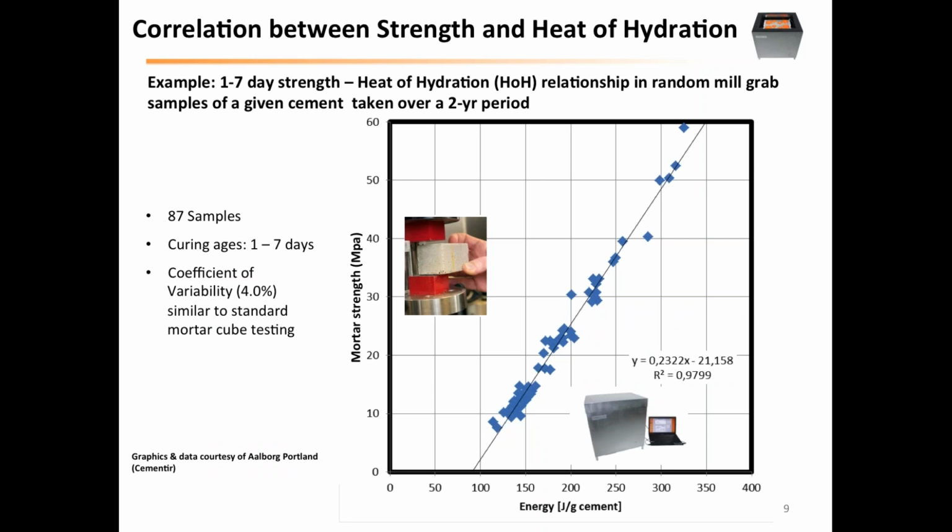That's actually from a study that was done a few years ago. It's a 2-year study that was done by Aalborg Portland. Aalborg Portland is part of Cementir, an Italian company now. So they're originally a Danish company. They have a few plants in the Nordic states in Europe, and they conducted this study. For 2 years they were doing in parallel cube testing and heat of hydration, and they found a correlation that looks like what you see on the graph, which is excellent.